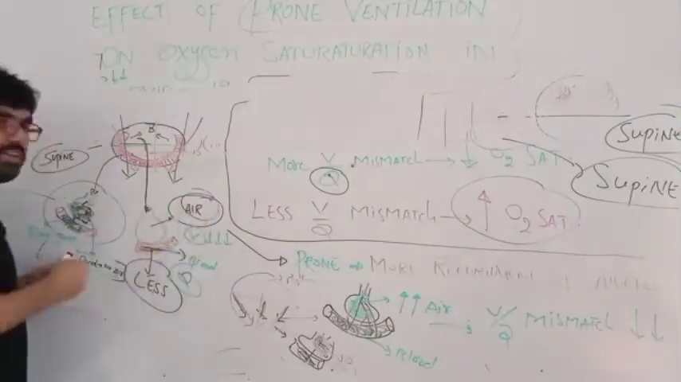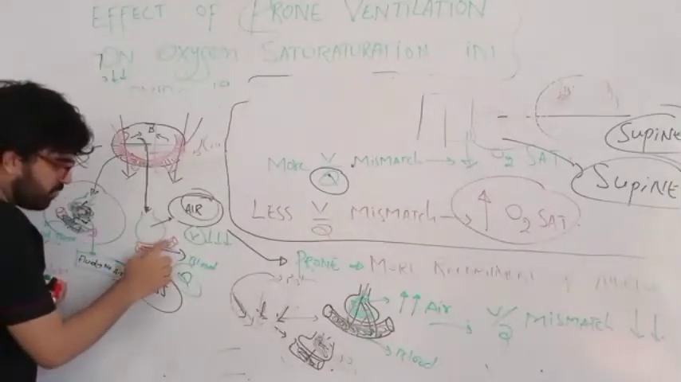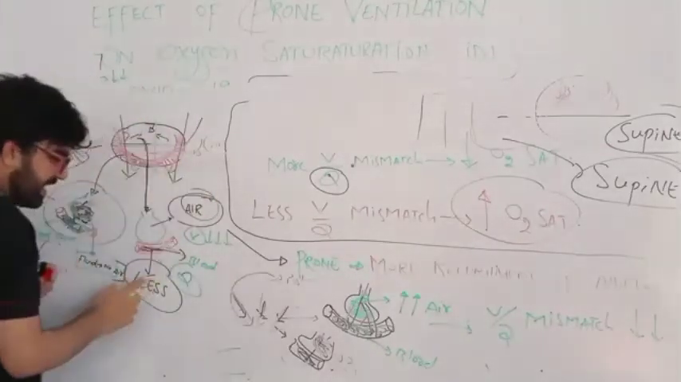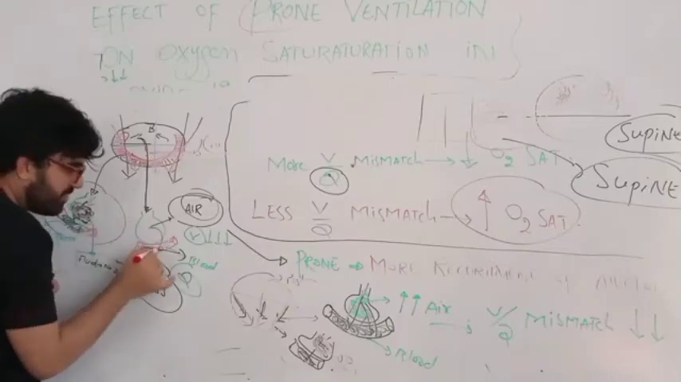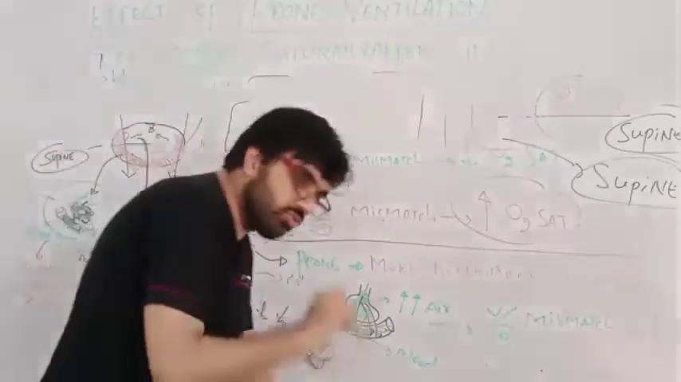The air is coming toward the anterior chest. But what is the blood? Blood coming toward these alveoli that lie in the anterior portion in the supine position is less. If there is less amount of blood coming, there is less amount of gaseous exchange. If there is less amount of gaseous exchange, there is decreased oxygen saturation.